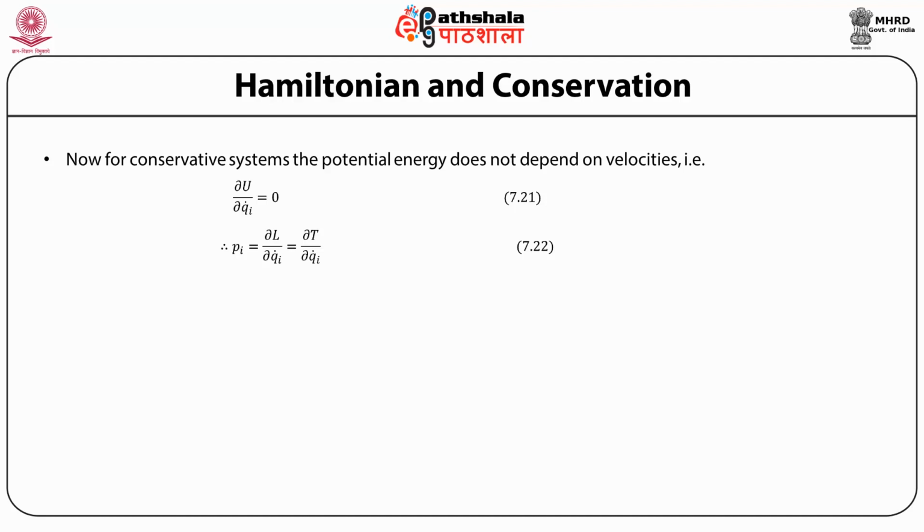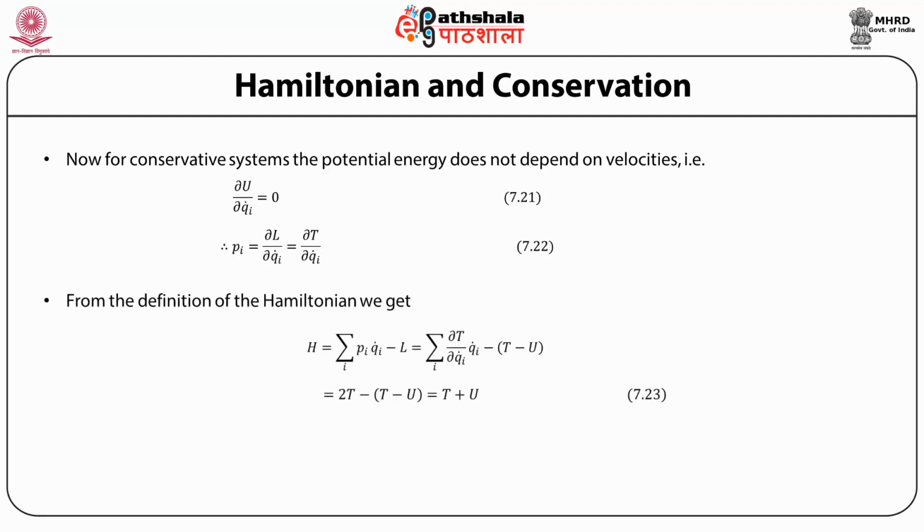Therefore, the momentum conjugate to the generalized velocity, defined as the partial derivative of L with respect to q_i dot, becomes equal to the partial derivative of only the kinetic energy term with respect to q_i dot, because U doesn't depend on q_i dot. Then from the definition of the Hamiltonian, which is H is equal to sigma over i P_i q_i dot minus L.